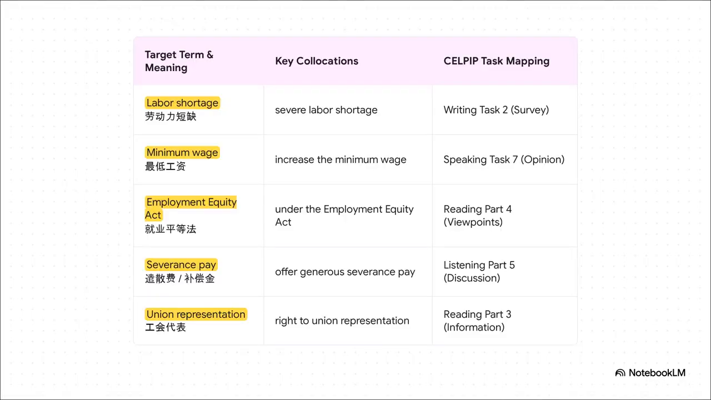Okay, let's dive into workplace culture. First, labor shortage. Labor shortage, 劳动力短缺. Right now, Canada is facing a severe labor shortage. That is a massive real-world topic to reference in writing Task 2. Next, minimum wage. Minimum wage, 最低工资. This shortage often sparks Task 7 debates on whether the government should increase the minimum wage.